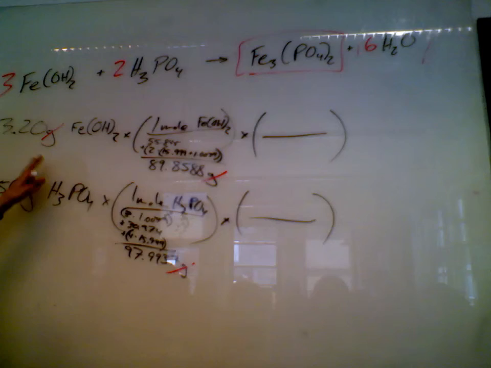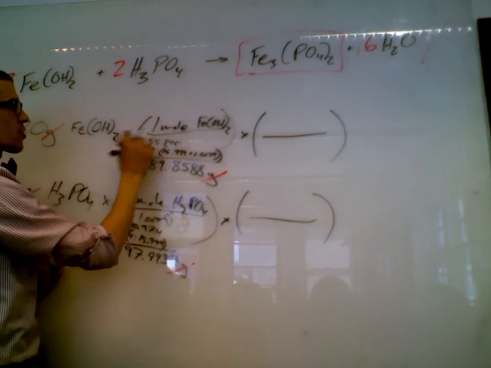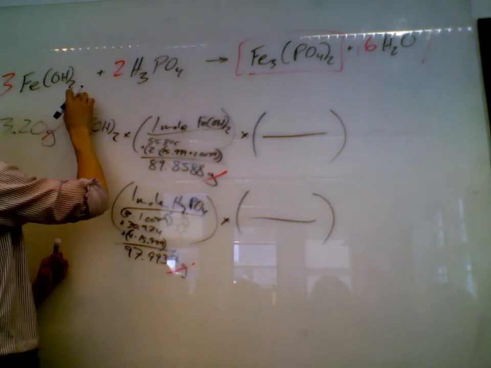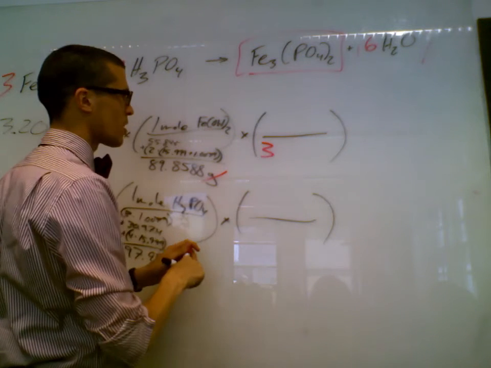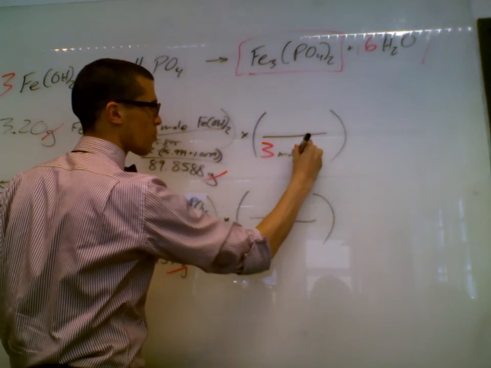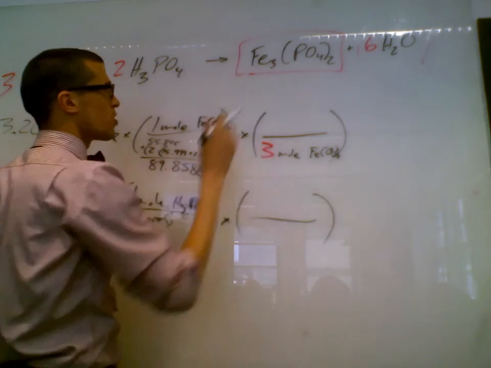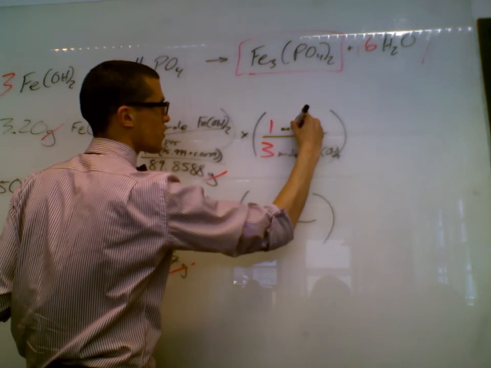So, over here, we have to make sure these mole ratios are correct. For the iron hydroxide, there's 3 iron hydroxides over here. So I'm going to put a 3 down below. That's what I'm canceling out. So it's going to be 3 moles of the iron hydroxide, and we're going to change it into the 1 mole of the iron phosphate on top.